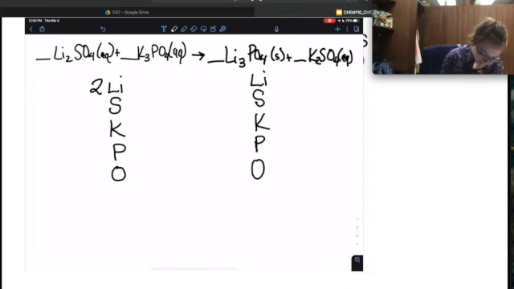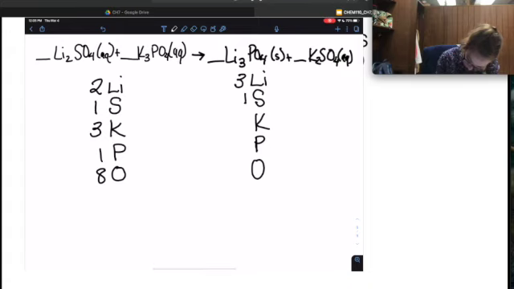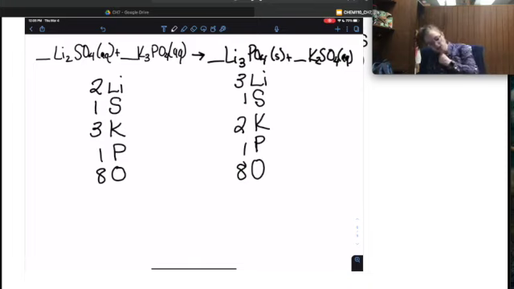That means I have 2 lithium, 1 sulfur. I'm going to leave the oxygen for a second. I've got 3 potassiums, 1 phosphorus, and then I have oxygen in both my compounds, so I have 8. If I look to my products, I see that I have 3 lithium, 1 sulfur, 2 potassium, 1 phosphorus, and 8 oxygens. If I take a look at the list the way it's written, up front I'm mostly concerned about the lithium and potassium. They're both metals, so I would start with them anyways.